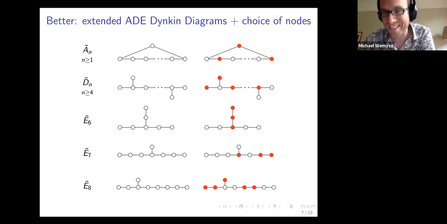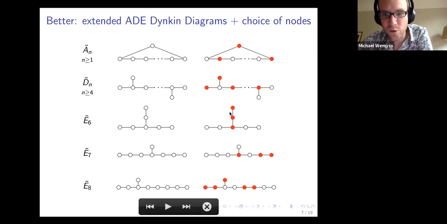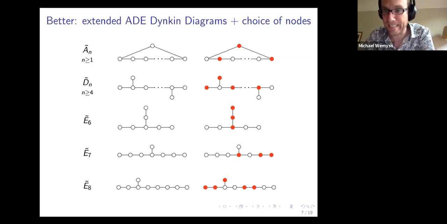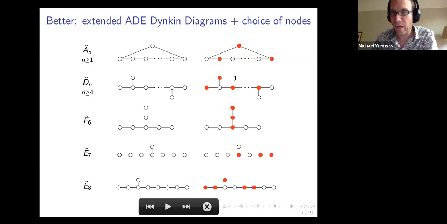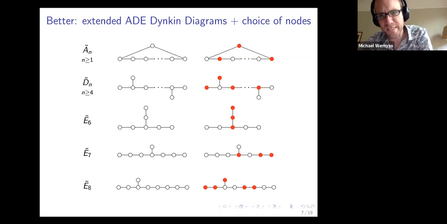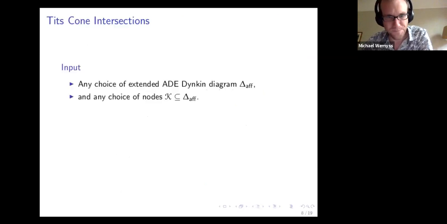There's one other feature I want to say before I go on, and that is your favorite choice of nodes does not have to include the extended vertex. So here I have chosen the extended vertex, but here I have not chosen the extended vertex. So the theory is completely independent. You can choose literally any subset of nodes inside any extended ADE diagram. And what we're going to do is play the same game as before. It's just a little bit more complicated.